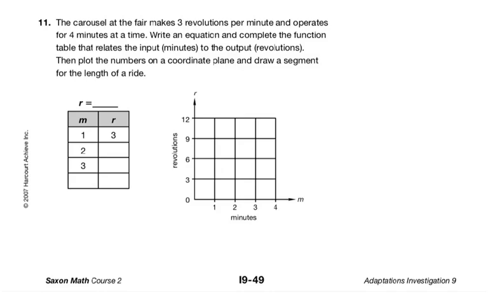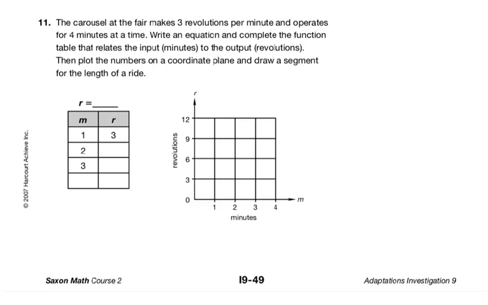Okay, so here we have number 11. The carousel at the fair makes 3 revolutions per minute and operates for 4 minutes at a time. Write an equation and complete the function table that relates the input in minutes to the output in revolutions. Then plot the numbers on a coordinate plane and draw a segment for the length of a ride.